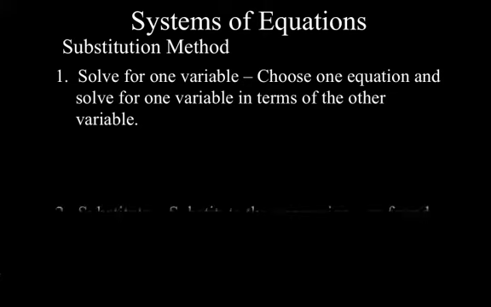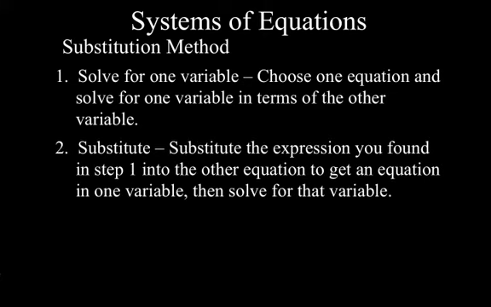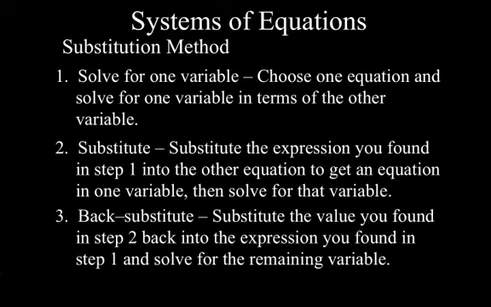Then once we get that variable solved for, we're going to substitute, and we're going to replace that variable in the other equation with the expression that you found in step 1. We substitute that into the other equation and get a new equation, and that new equation will only have one variable. Then we just solve that equation for that variable and we'll get our answer for it. Once we have that, we substitute back in to the original equation and replace the variable we just solved for with the number that we just got for it.